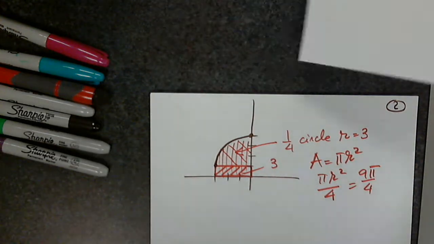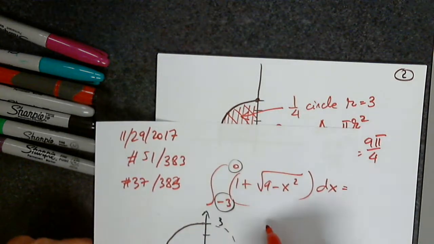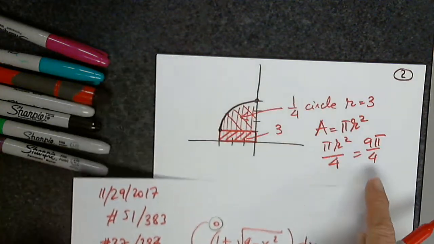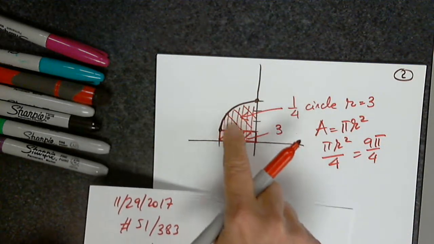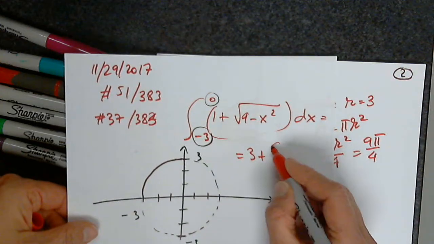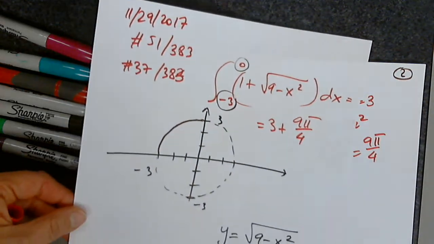So now I can come back to my integral. The integral will be this area of 3 plus this area, which is 1/4 of a circle with a radius of 3. So plus 9 pi over 4, whatever that is.